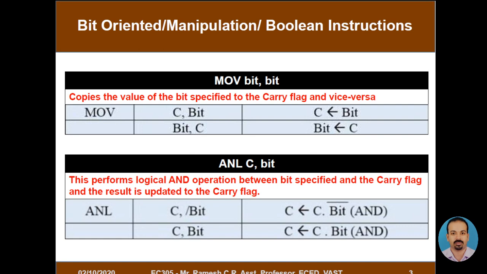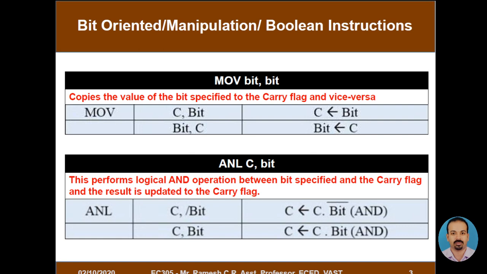Okay, similarly if I need to perform some sort of logical operations between the carry flag and some of the bit addressable locations to see whether it is equal or not, in those cases I can go for ANL C comma bit, where the logical AND operation between the bit specified in the instruction and the carry flag takes place, and the resultant is updated to the carry flag.